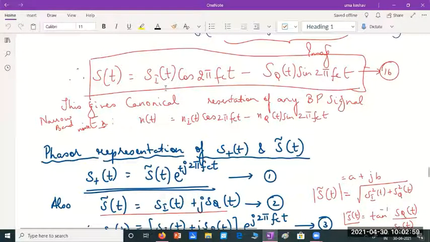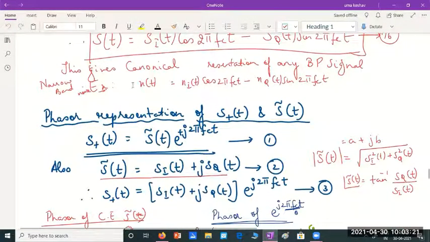We will also use the envelope and phase representation, also known as the polar form. Canonical representation is generally the rectangular form. The envelope and phase representation is called the polar form of representation, which we will write in today's class. So I hope you don't have any doubts with this.